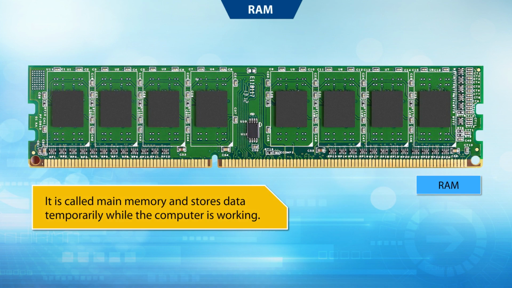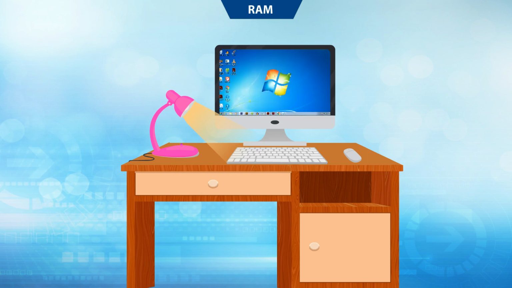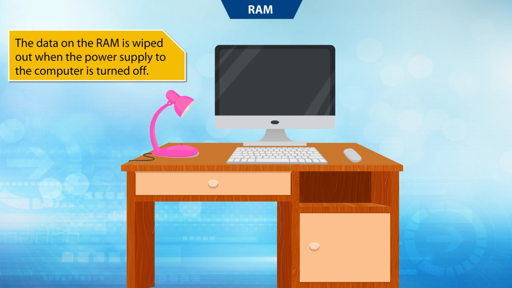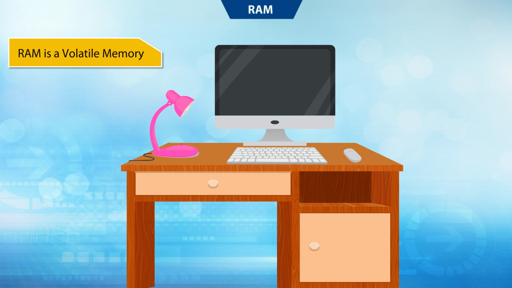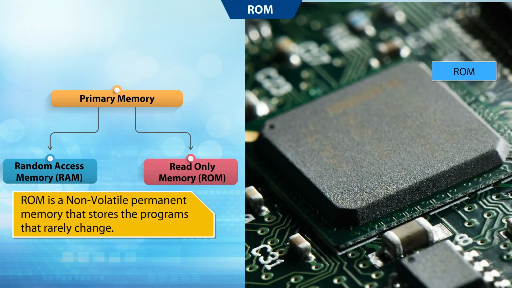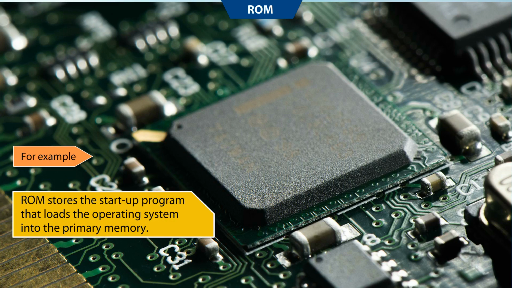RAM is called main memory and it stores data temporarily while the computer is working. When the computer starts or a software is launched, data is loaded on the RAM for processing. The data on the RAM is wiped out when the power supply to the computer is turned off. That's why it is called volatile memory. ROM is a non-volatile permanent memory, used to store the programs that rarely change. For example, it stores the starter program that loads the operating system into the primary memory.